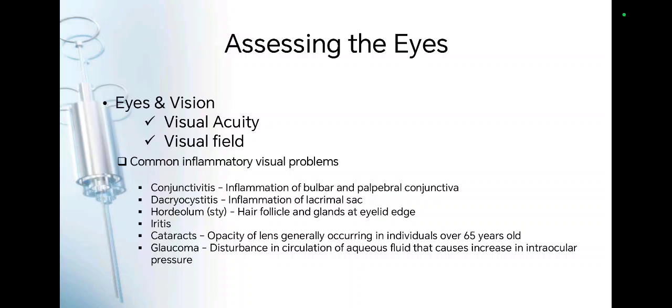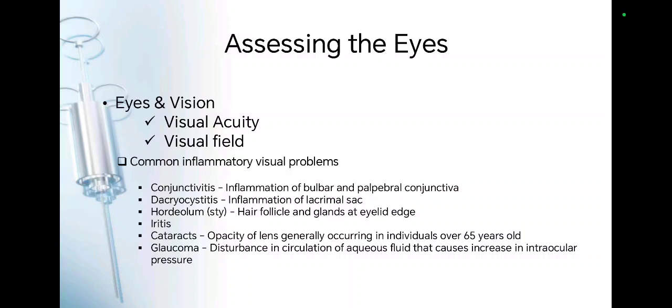We have cataract, the opacity of the lens, generally occurring over 65 years old. However, in recent data, this is very common in patients who experience diabetes mellitus. Again, it's common at over 65 years old. However, those patients who have diabetes mellitus may experience this type of visual problem.